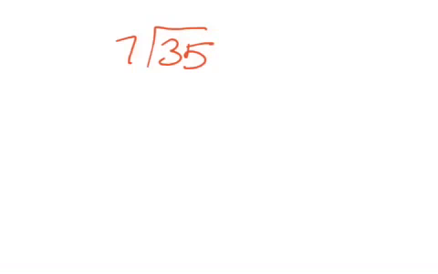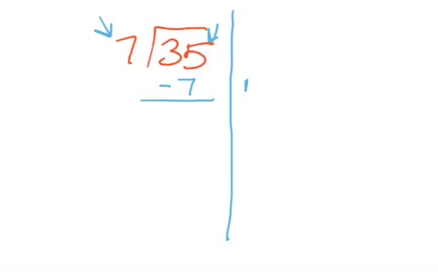Now what repeated subtraction says is that I can take my divisor and subtract it from my dividend over and over and over again, and eventually I'm going to get my quotient. So I'm going to start by taking 7 and subtracting that from 35. And I did that one time, so I'm going to put my 1 over there. 35 minus 7 is 28.